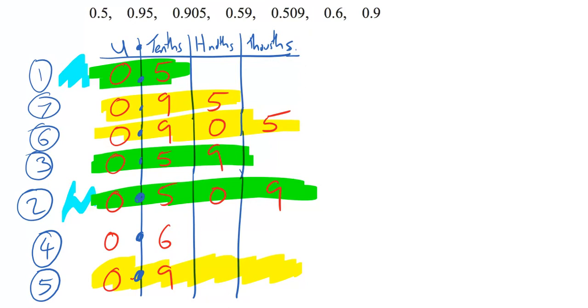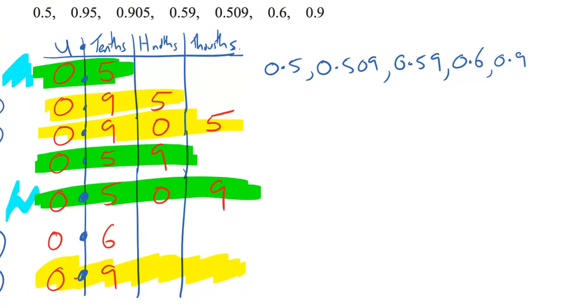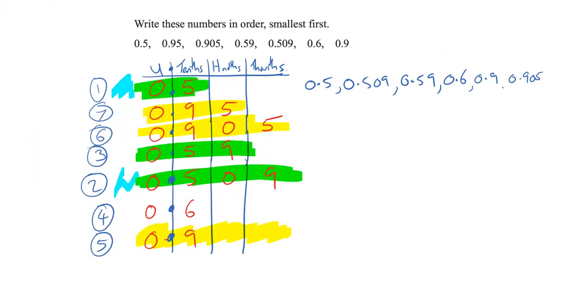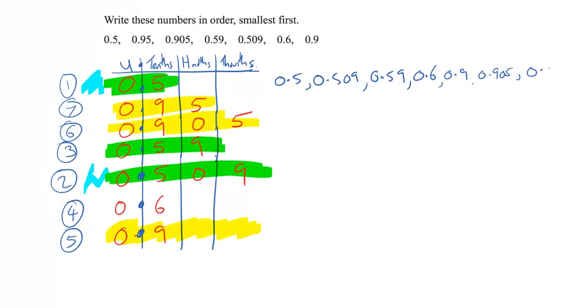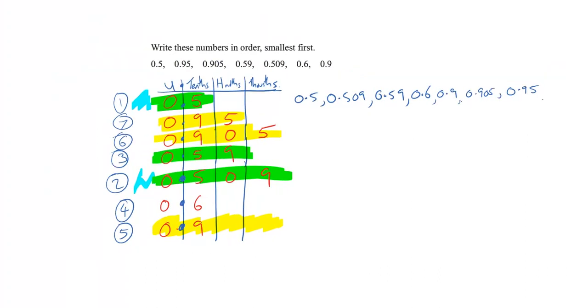So writing these out from smallest to biggest, we're going to have 0.5, 0.509, 0.59, we're going to have 0.6, following 0.6, we're going to have 0.9, then we've got 0.905, and then finally we've got 0.95. So that's how we're going to order numbers in that way.